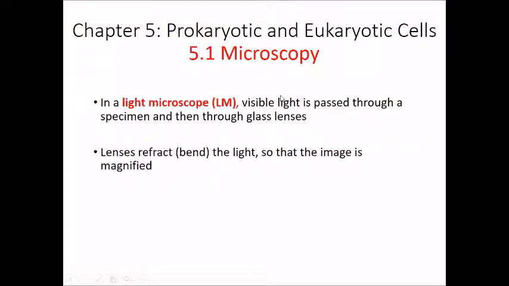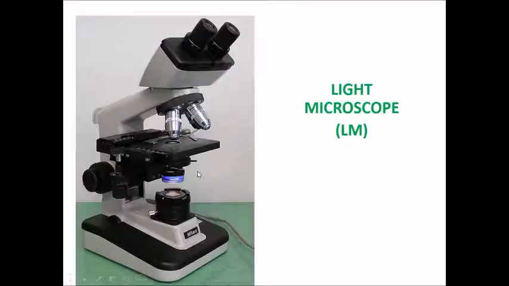In a light microscope, visible light is passed through the specimen and then through glass lenses. The lenses will refract or bend the light so that the image is magnified. So this is what the light microscope looks like. You can usually find it in a school laboratory and also an undergrad laboratory.